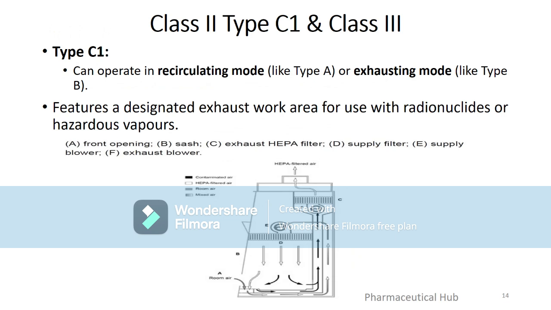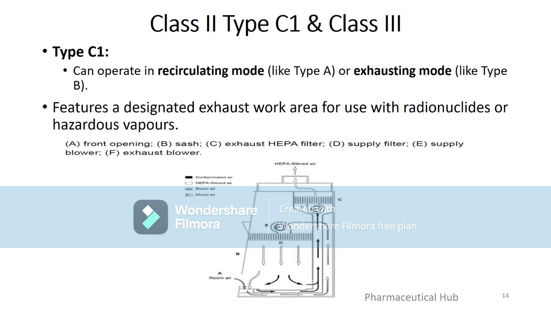Slide 14. Class II Type C1 and Class III Type C1. Can operate in recirculating mode, like Type A, or exhausting mode, like Type B. Features a designated exhaust work area for use with radionuclides or hazardous vapors.